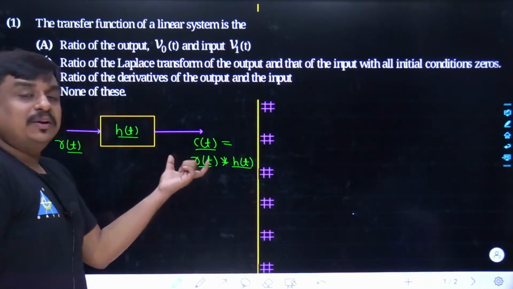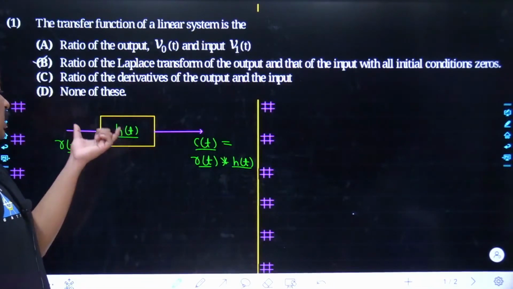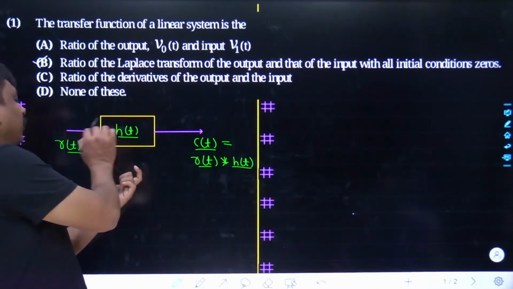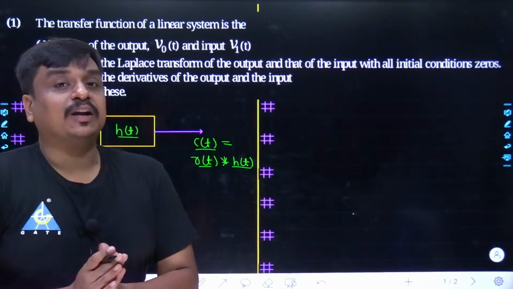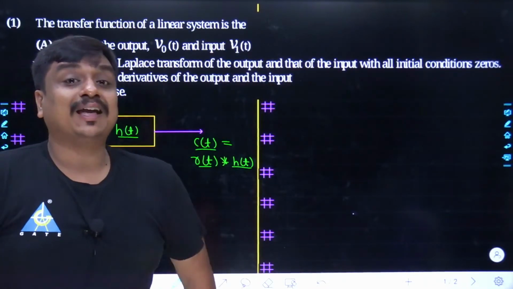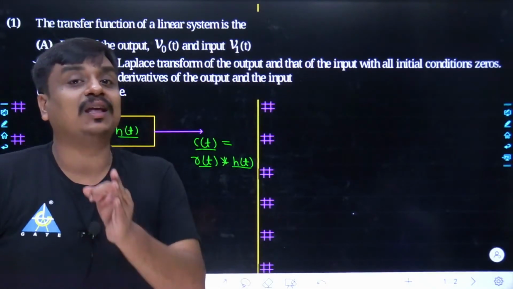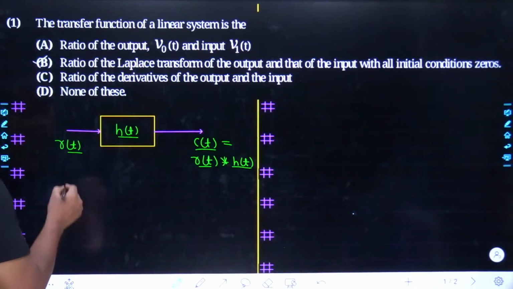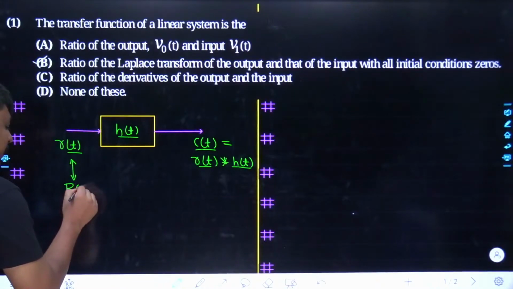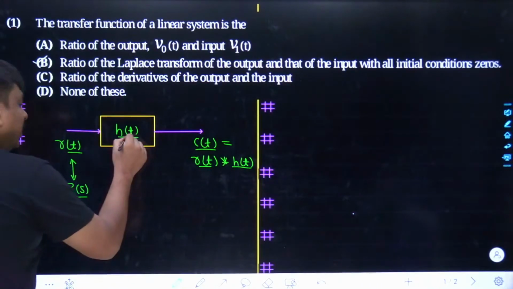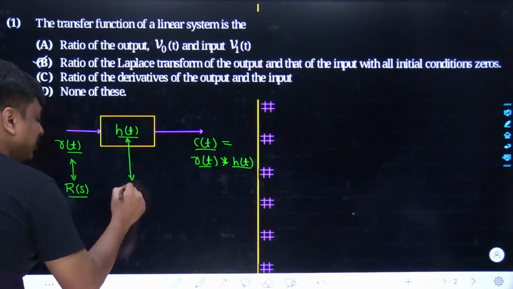But what happens? This analysis becomes very difficult. Whenever you have a system, the system gets convolved with the input and becomes its output, and this analysis becomes very, very difficult. That is why most of the time system analysis is done in the Laplace domain. Why? Because when we go into the Laplace domain, R of t changes to R of s. Similarly, h of t gets changed to capital H of s.